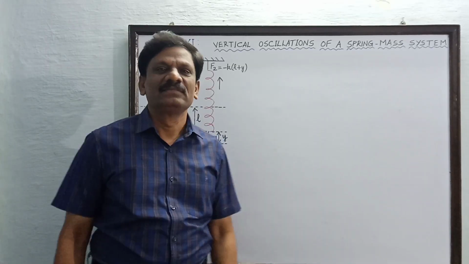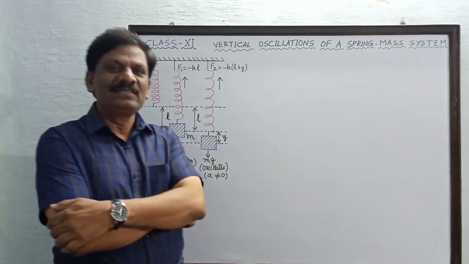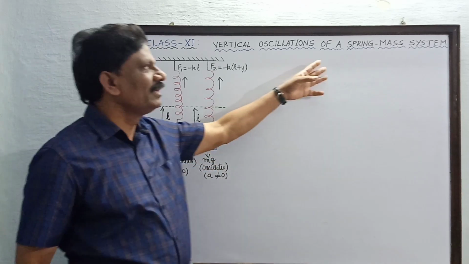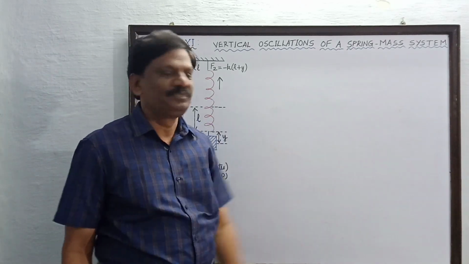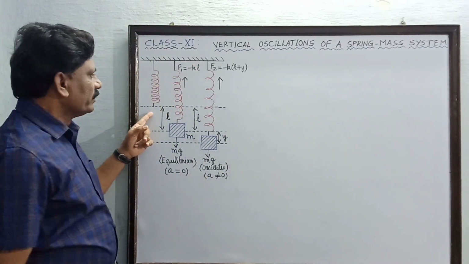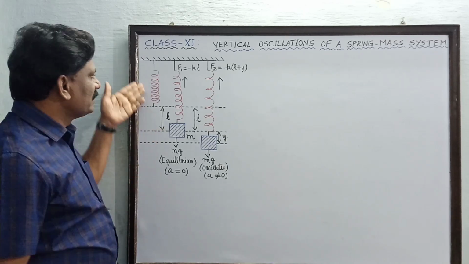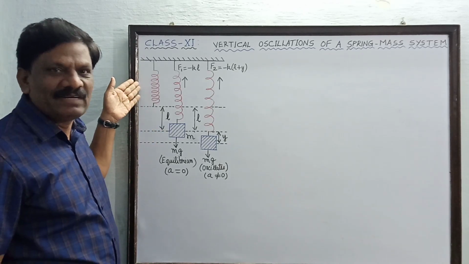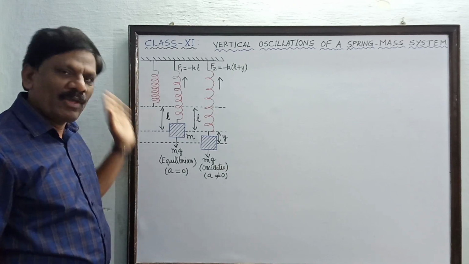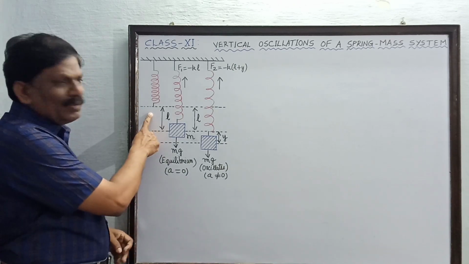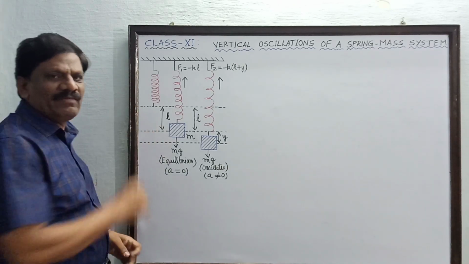Hi students, now we are going to discuss the vertical oscillations of a spring mass system. So in the first picture you can see a spring is held in the vertical position along the y-axis. There is no mass at its bottom, so the spring will not be stretched.